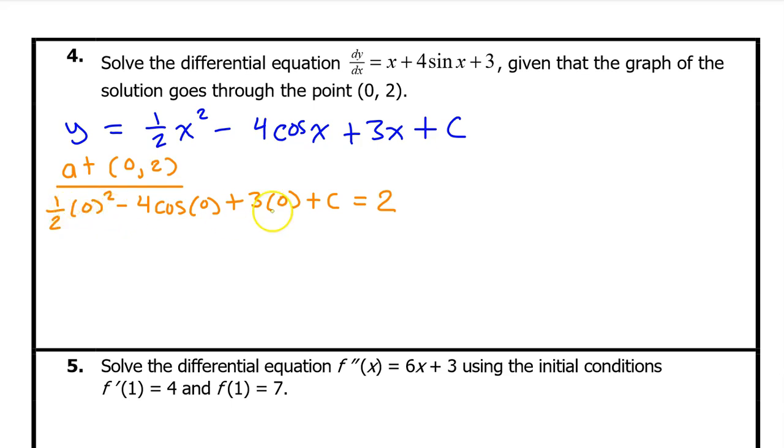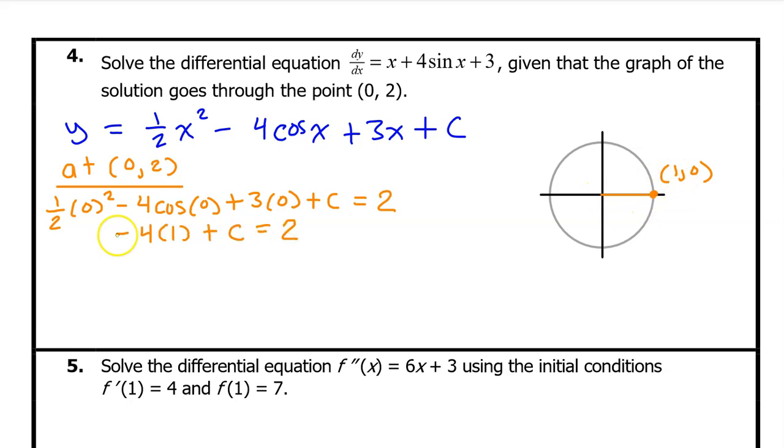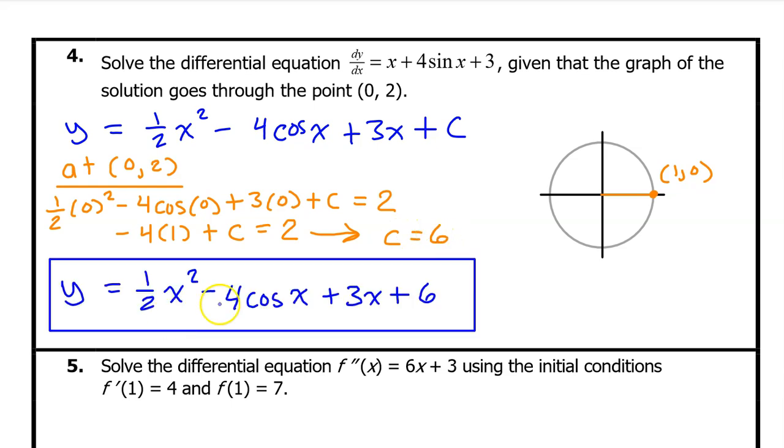Obviously, the value of this term and this term are both 0. But what is the cosine of 0? 0 radians is on the positive x-axis, and on the unit circle, it passes through the point (1, 0). On the unit circle, cosine is the x value, so the cosine of 0 radians is 1. So we get negative 4 times 1 plus c is equal to 2. Adding 4 to both sides, we're going to get c is equal to 6.